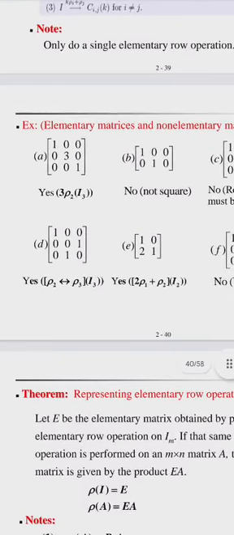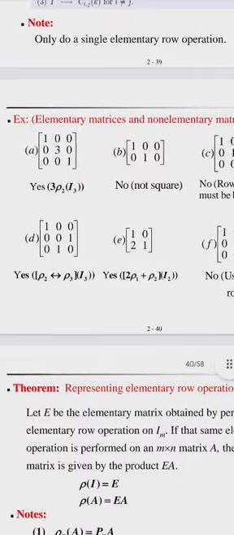Then fourth one, the matrix is 1 0 0, 0 0 1, 0 1 0. This matrix is an elementary matrix. That means row 2 and row 3 are interchanged in I3. This single row operation is applied to this matrix, so this matrix is an elementary matrix.